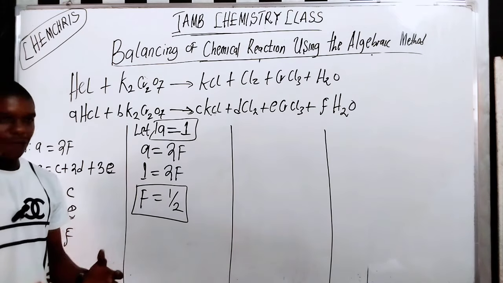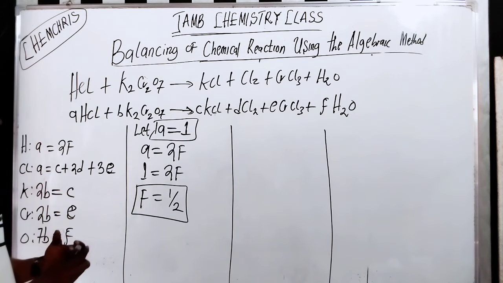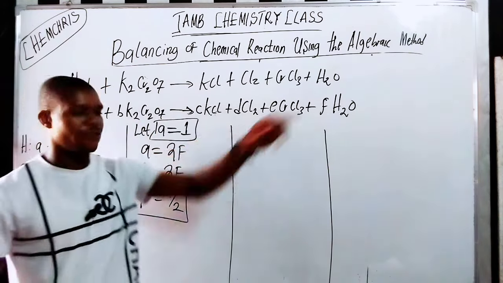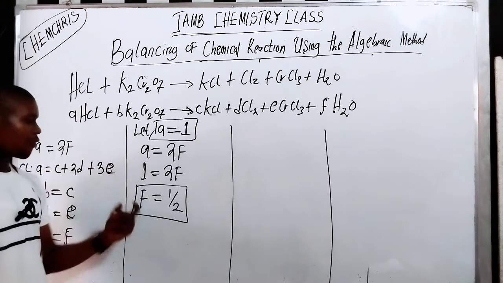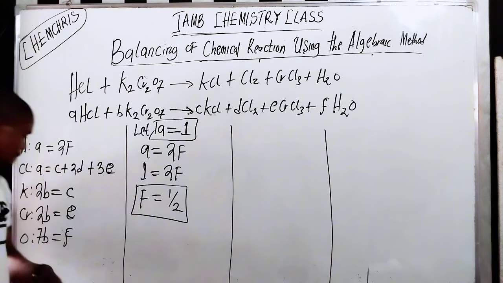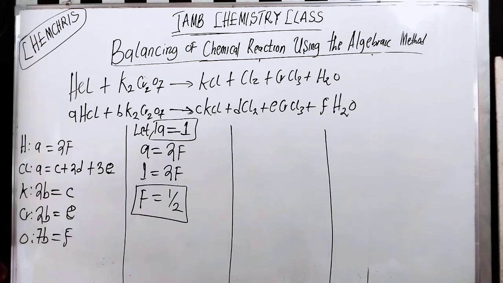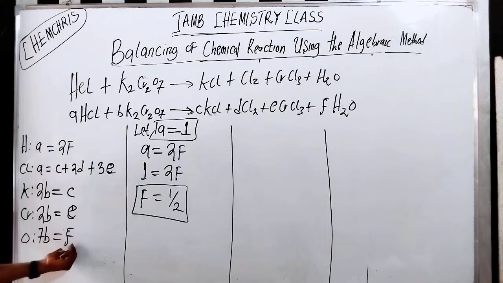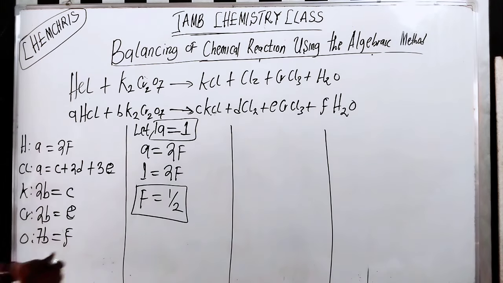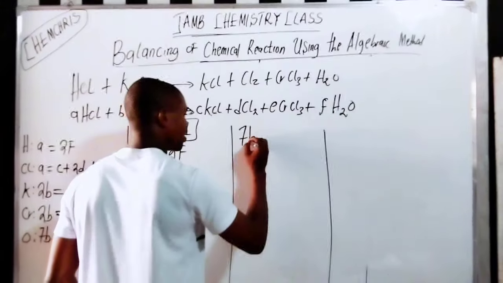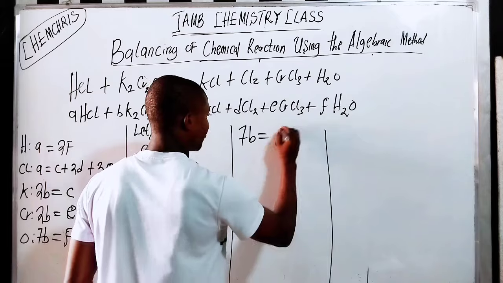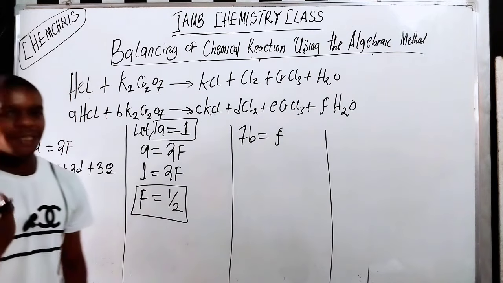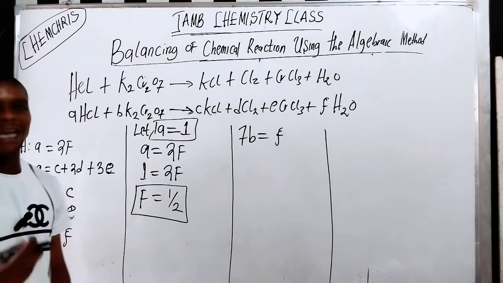What else can we calculate? Because we have so many unknowns to calculate. We have A, B, C, D, E, F. Now, I've got my A, I've got my F. What else can we calculate? Now, the next thing we can easily calculate here is my B. Do you know the reason why it's B? Because B is directly related to F. Do you understand? So, I want to say 7B equals F. So, when you are calculating, you have to check the one that you can calculate.